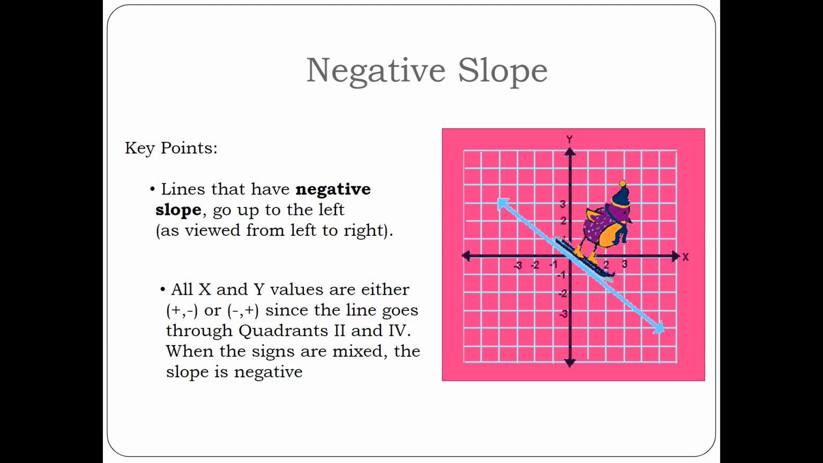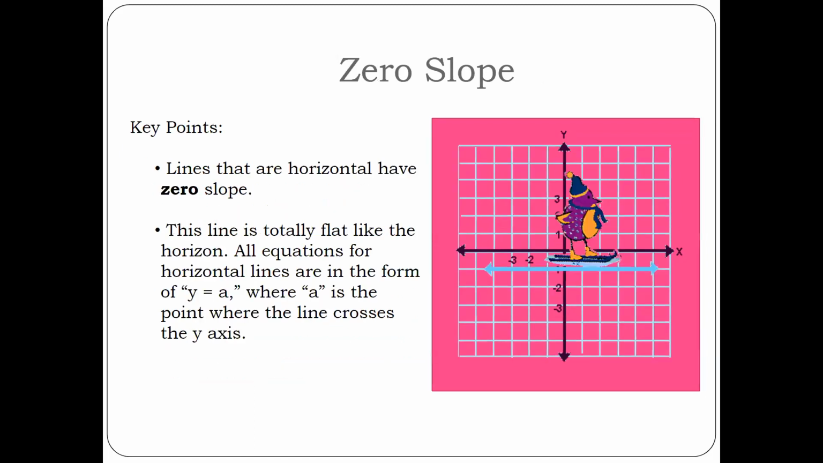So, positive slope goes up to the right, negative slope goes up to the left. Make yourself some drawings that you can refer back to. Try to do something to get those locked into your memory. Zero slope, no slope. The slope, the number, is actually 0.